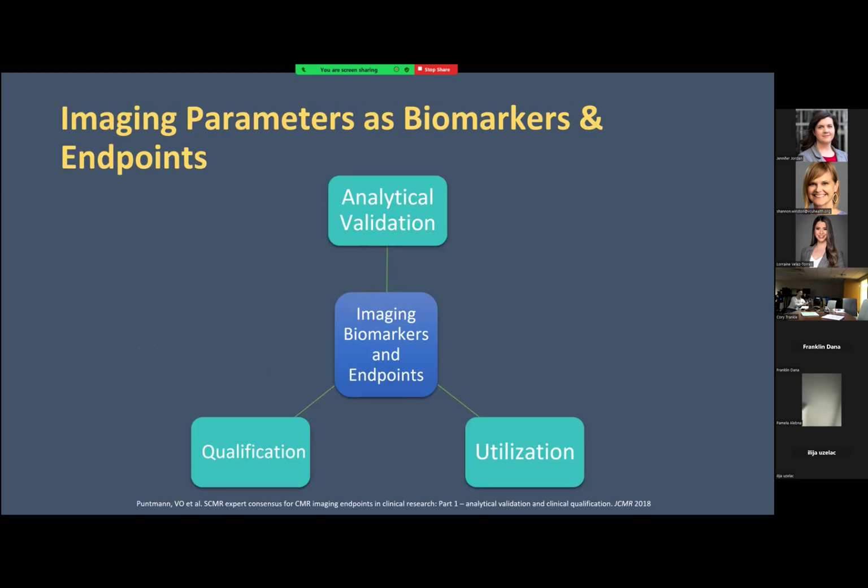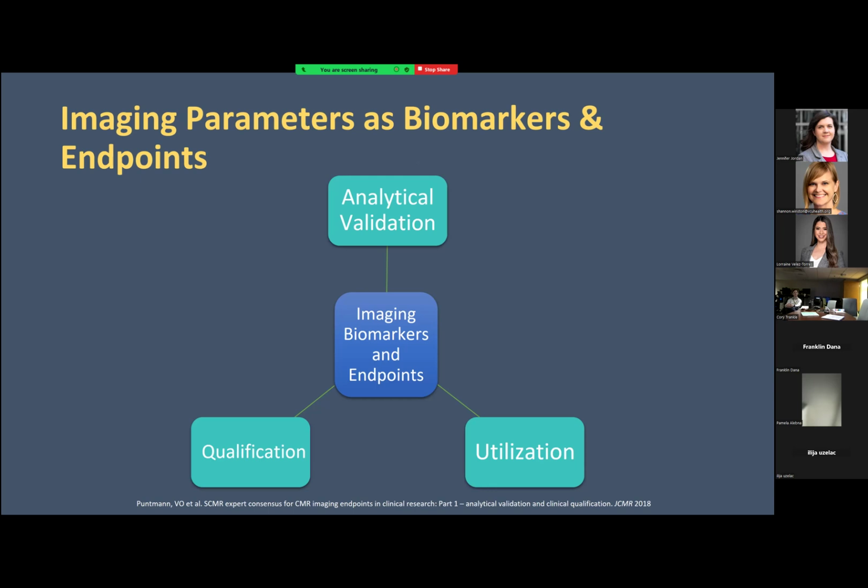There are a lot of great papers out there. I've highlighted one down at the bottom of this slide that talks about using imaging parameters as both biomarkers and endpoints. And the biomarker framework, when we evaluate one, really has three characteristics that we have to make sure we do. There needs to be an analytical validation, a clinical qualification, and utilization. Subsequently, we then have to reevaluate all of the preceding steps.